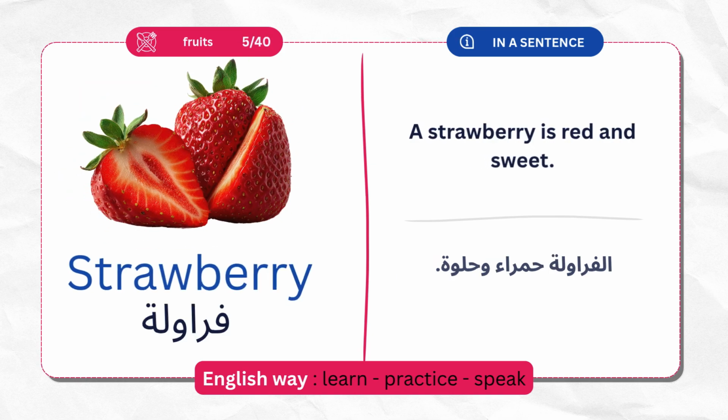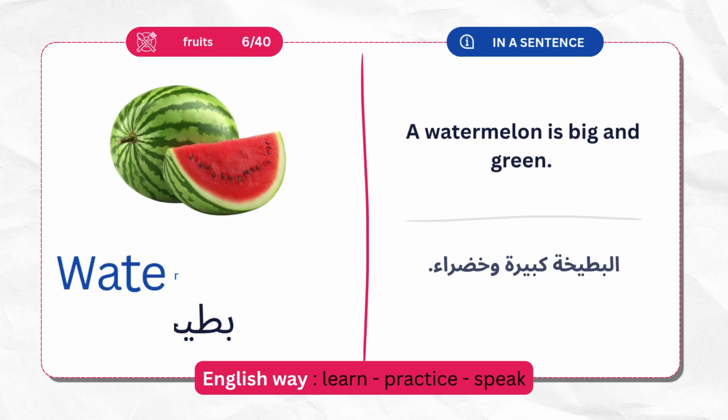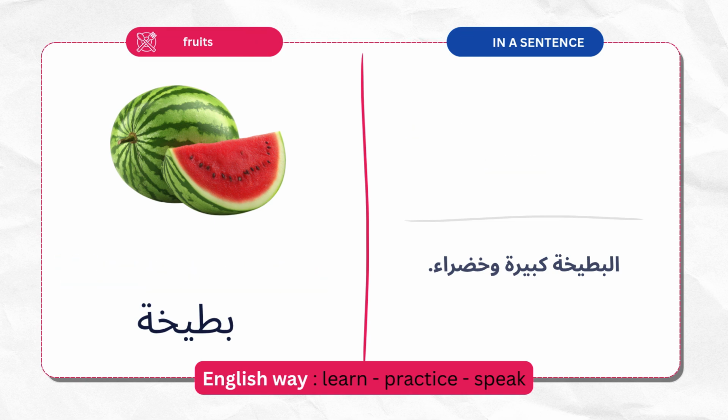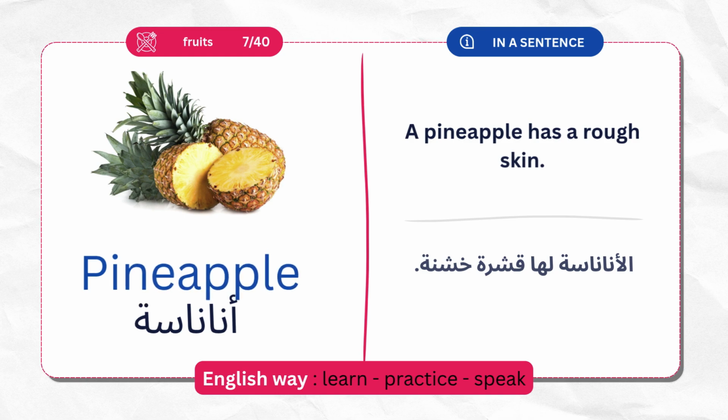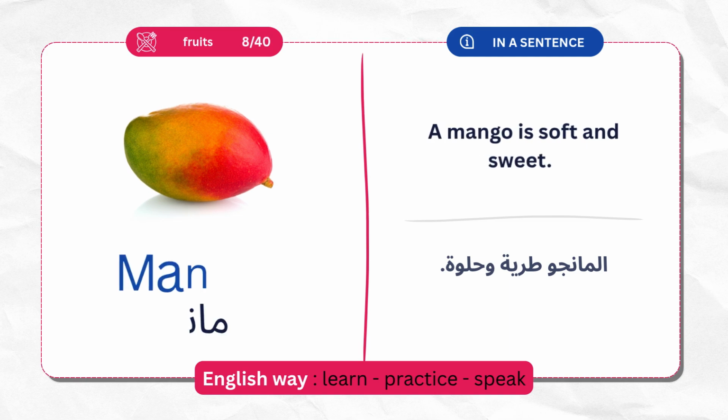Strawberry. A strawberry is red and sweet. Watermelon. A watermelon is big and green. Pineapple. A pineapple has a rough skin. Mango. A mango is soft and sweet.